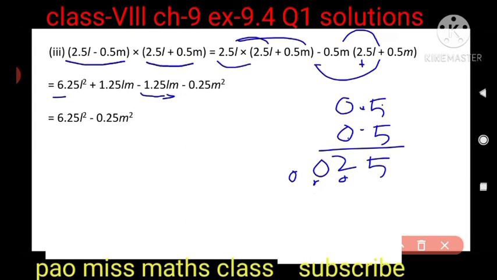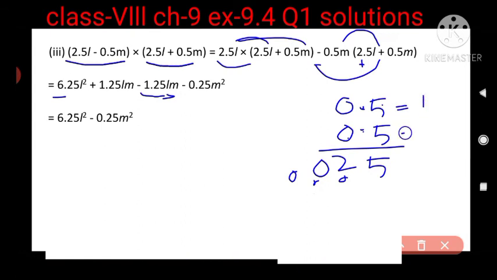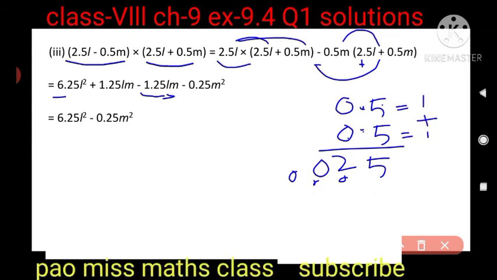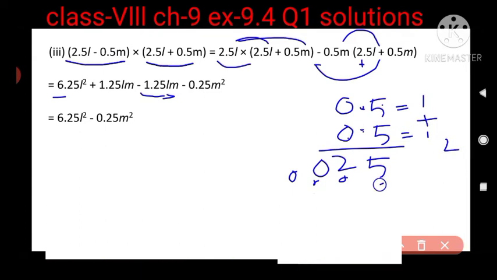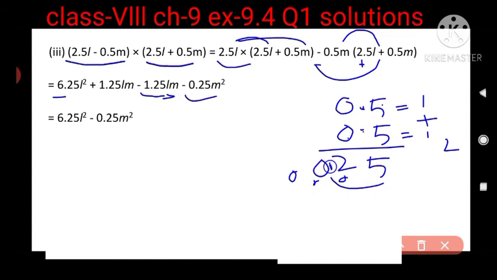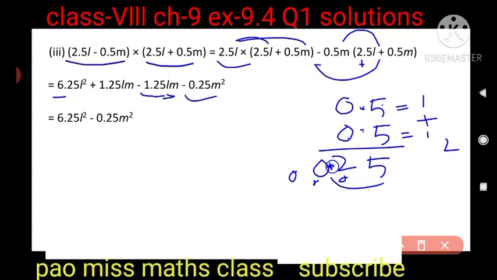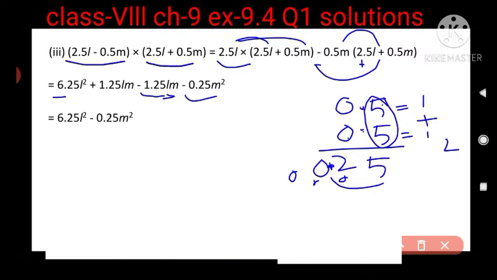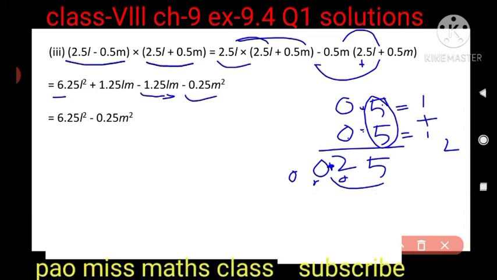So after the decimal, how many digits? Here 1 digit and here 1 digit. So 1 plus 1 is equal to how much? 2. So before 2 digits, what we have to do? We have to put the decimal. That is why we got 0.25. You have to count how many digits are there after the decimal, and in your answer according to that you have to put the decimal.